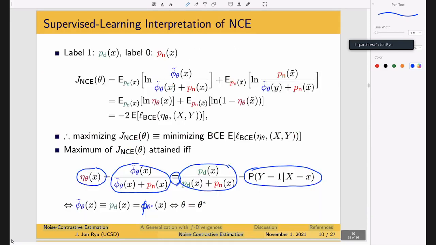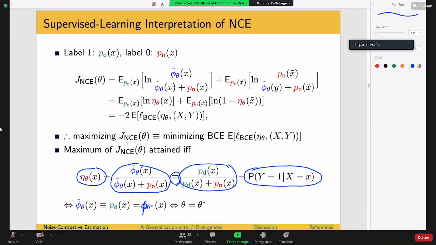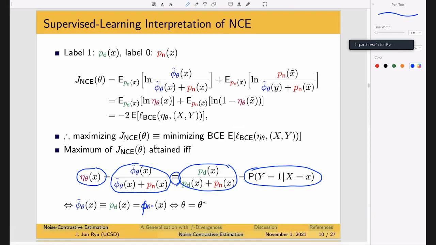Right. So this is the standard interpretation of binary cross entropy, the noise contrastive estimation principle. To recap, we formulated the parameter estimation problem as an optimization problem, and it happens to be interpreted as a binary classification problem with some hypothetical labels attached to the data generating distribution and noise distribution, right? So this is quite an interesting principle.